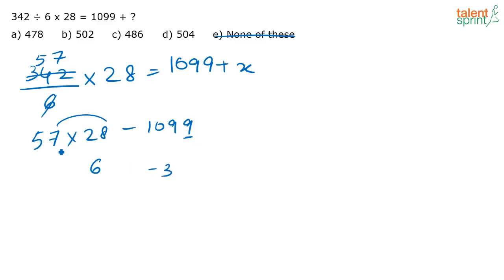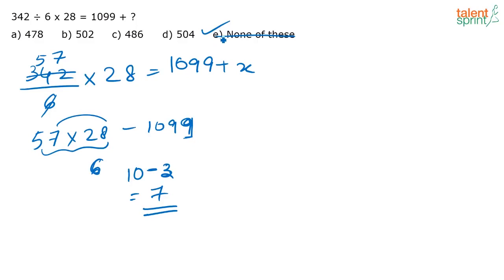When you look at this number, if you take the units digit of this equation, what do you get? 7 eighths are 56, so 6 is the units digit for this multiplication. Here the units digit is 9. When I do 6 minus 9, what do I get? Minus 3. This minus 3 is nothing but 10 minus 3, that is equal to 7. So the units digit of your answer is going to be 7. Here there is no such option, so directly you can take the answer as none of these.